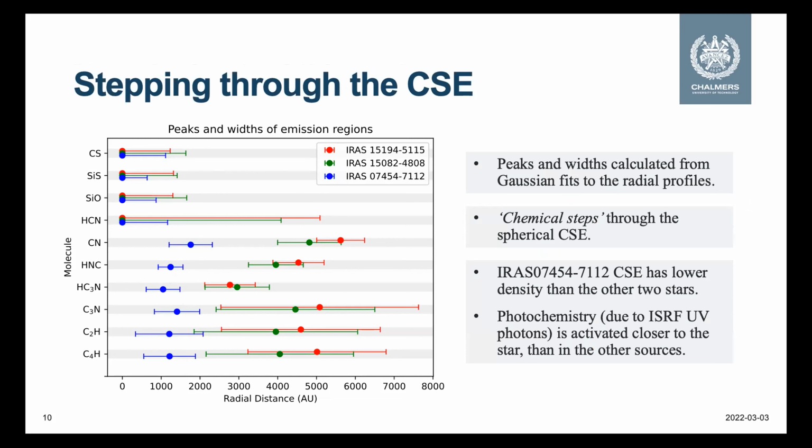So we have to do detailed chemical modeling, which we plan to do later. But as a first solution, I feel this is because 07454 has a lower density, which we can approximate by the ratio of the mass loss rate and the expansion velocity, which serves as a proxy for the density. Because it has a lower density, the penetration of interstellar radiation field UV photons is more. So the dissociations and more photochemistry in general happen more inwards, closer to the star than the other two.